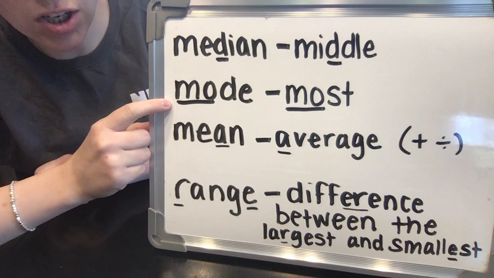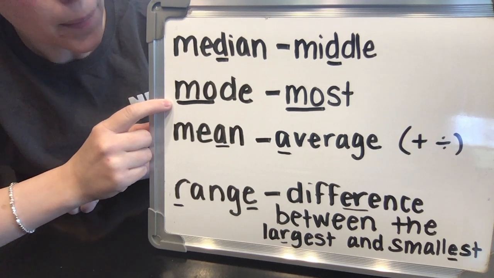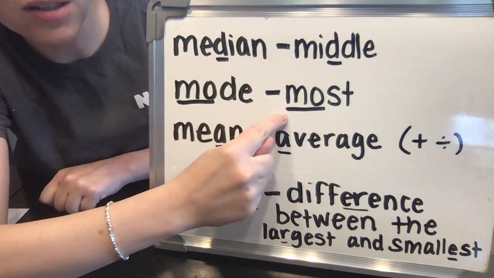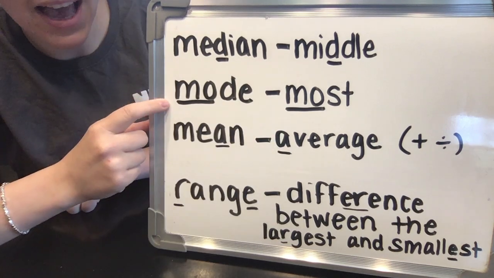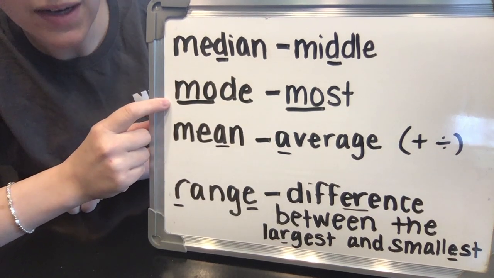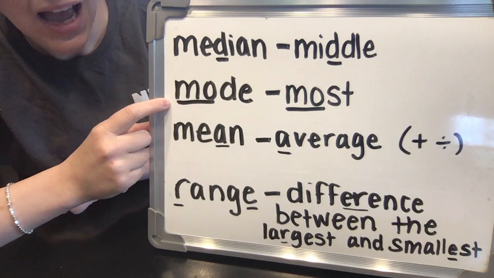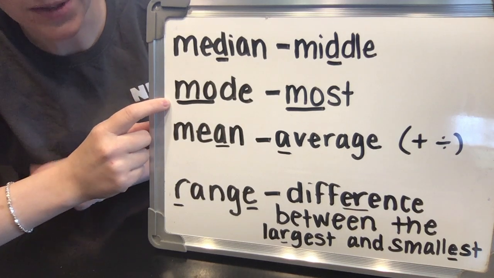The next term for today is mode, and the mode is the number that occurs the most often. I'm going to look at a set of numbers and see if one number or more than one number happens more than all of the other numbers.